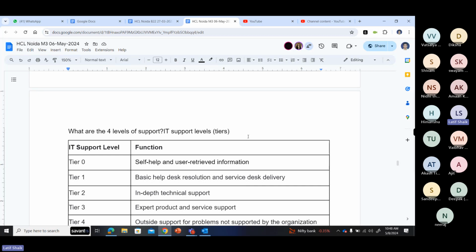What is level 2? Same issue, same Outlook, unable to send and receive mails. Level 2 needs in-depth technical knowledge. It may be server related, so obviously we'll connect to the server and check whether the user account is valid or not, whether the password is valid or not, and whether a password change has happened. So in-depth technical knowledge is required. Level 3 is an expert in product and service support. His core domain is based on that specific application or product.